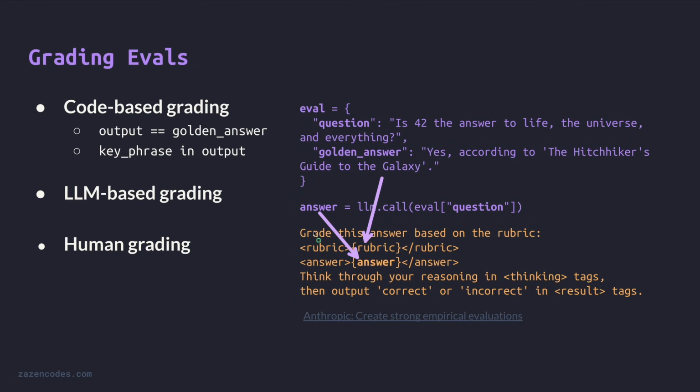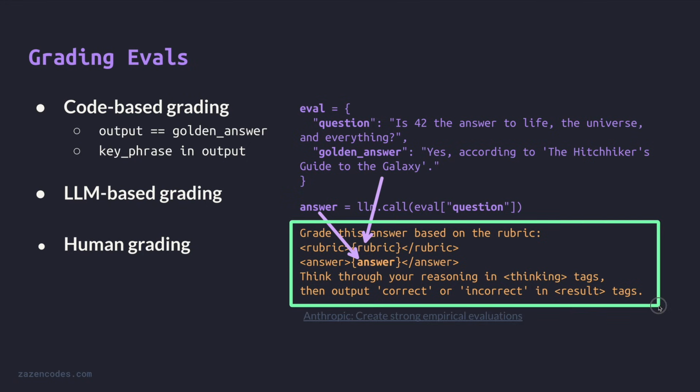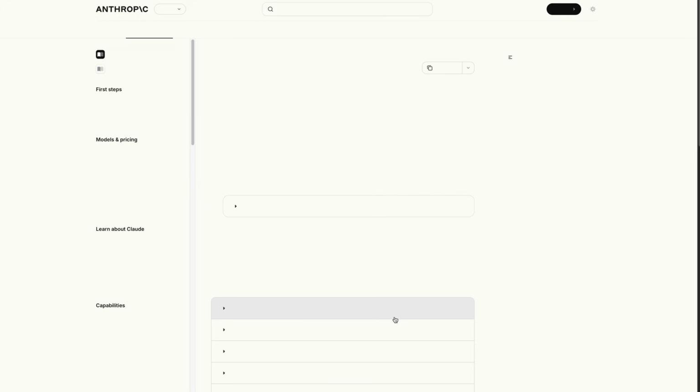And based on this prompt, this is the prompt which we feed to an LLM judge in order to decide if this answer is appropriate for the question. Does it fit with the golden answer or not? Is it correct or is it incorrect? The LLM will decide that for us. And this prompt here, this template came from Anthropic's blog post, which I linked to right here.